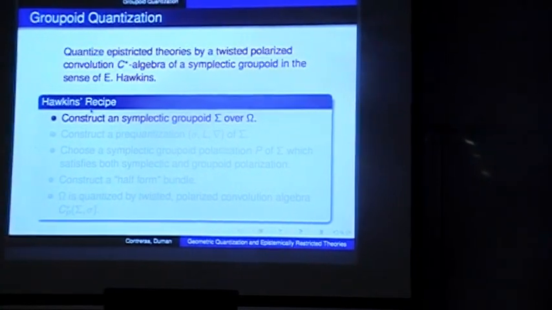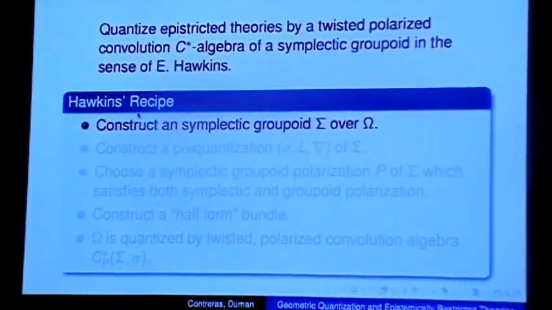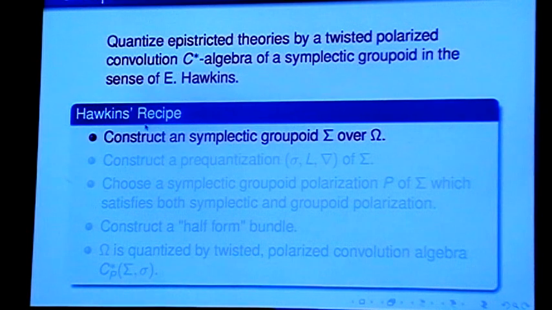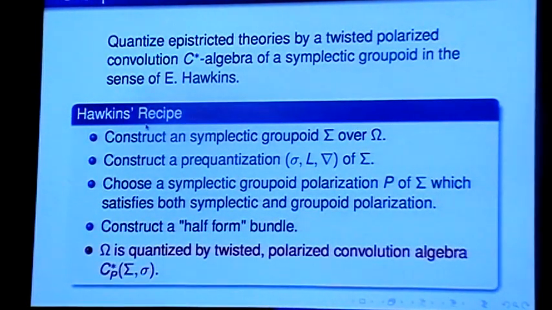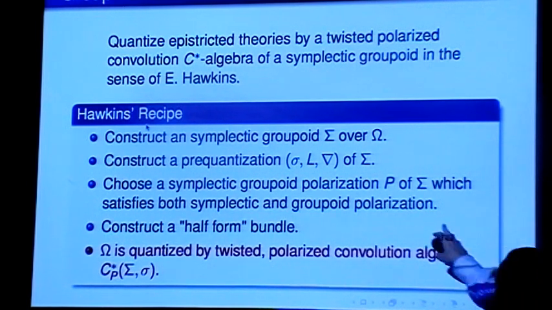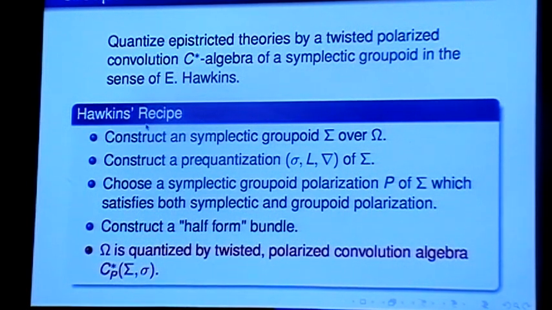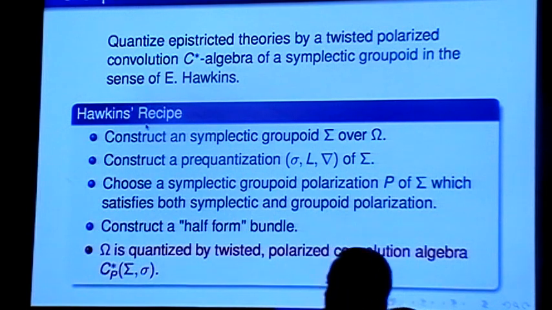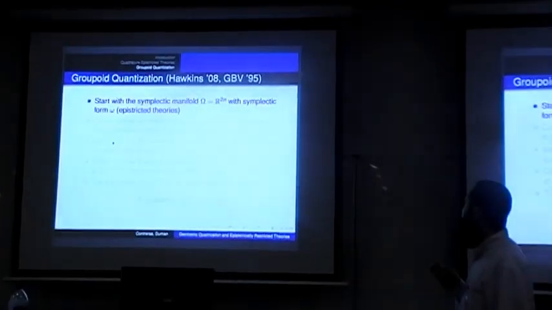There are many methods of quantization. We are going to use groupoid quantization, which is due to Hawkins. At the end, we will obtain a C-star algebra, which is a twisted group C-star algebra. And this is our recipe. It is, of course, a very general recipe, but in our case it is just a symplectic vector space. Here the important thing is the polarization, so the quantization depends on this polarization. At the end, we are going to get a C-star algebra after applying this recipe.